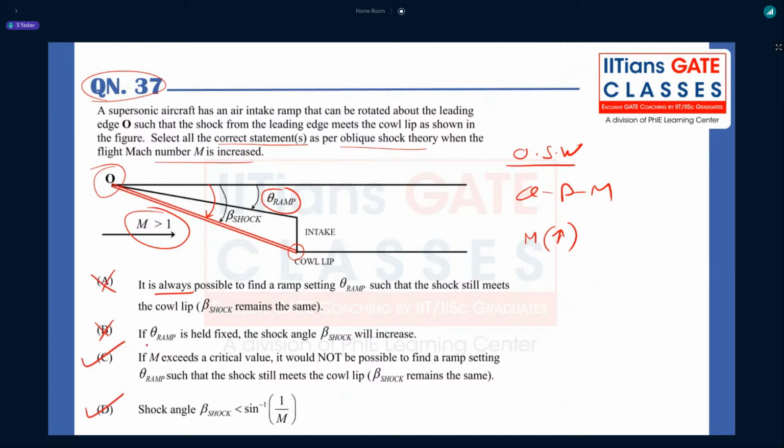Next, if theta ramp is held fixed, the shock angle beta will increase. So that's pretty straightforward.